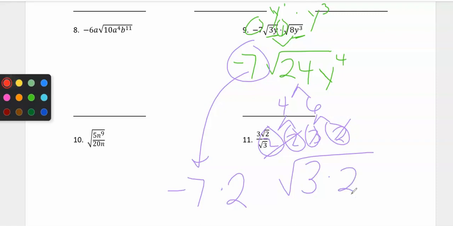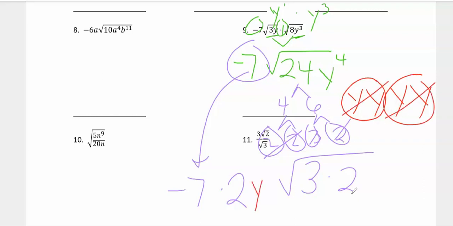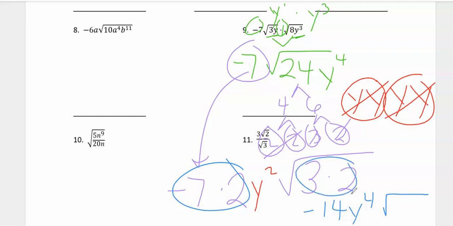And then let's do the y's. So y to the 4th is y, y, y, y. I've got 1, 2 pairs. Y squared comes out, no leftovers. Now just clean it up, make it look a little bit better. I'm really getting colorful here. That would be negative 14, y to the 4th. Underneath the radical, 3 times 2 is 6. There's your final answer.